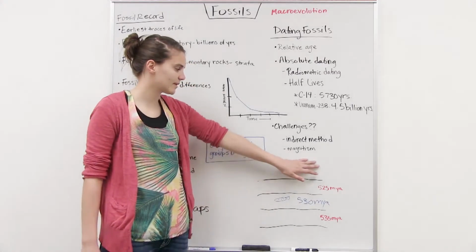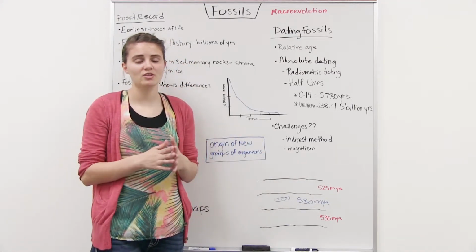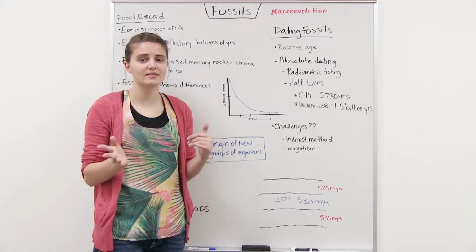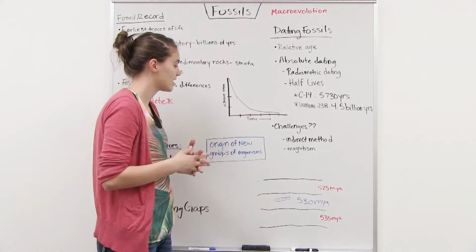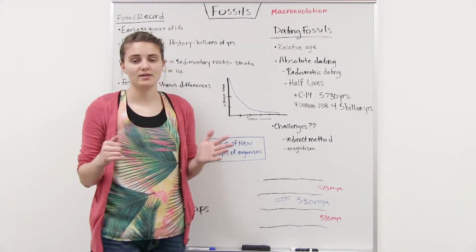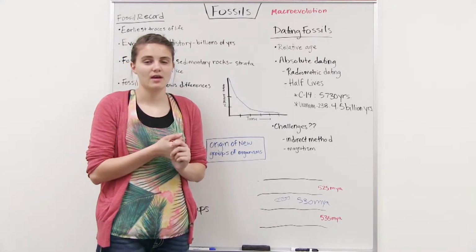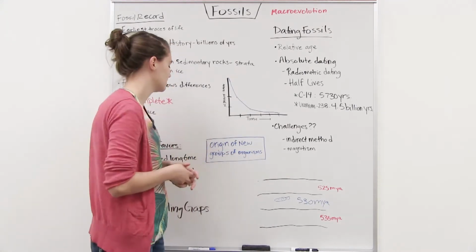Some other things that can sometimes help us are magnetism. The Earth's magnetism has changed, and that is relevant, or it shows up in our rock record as different rocks pointing in different directions, and so that just helps us verify things as well.